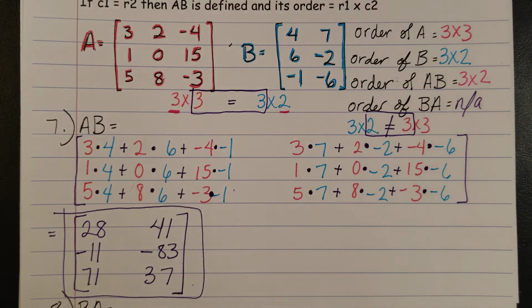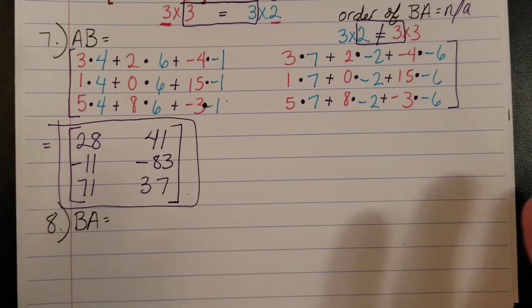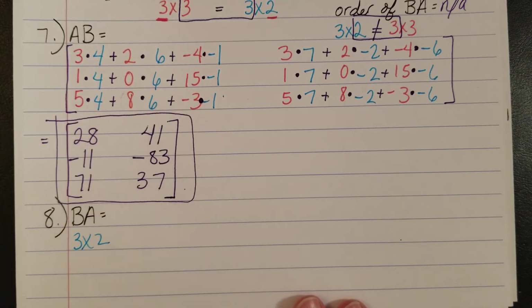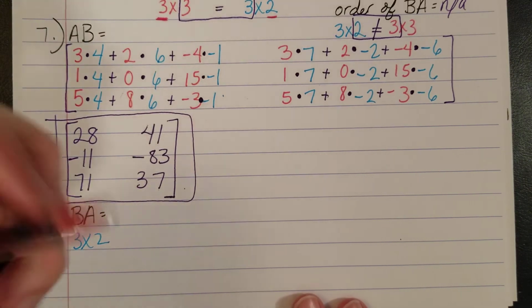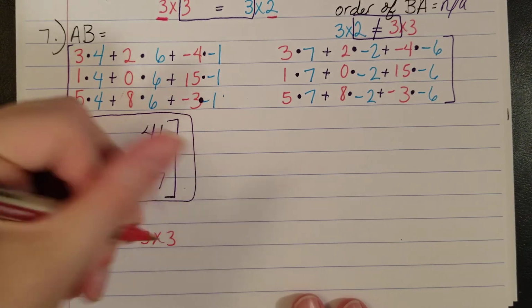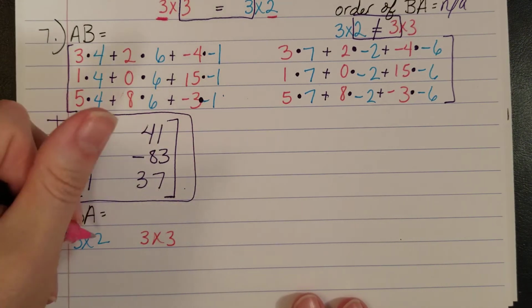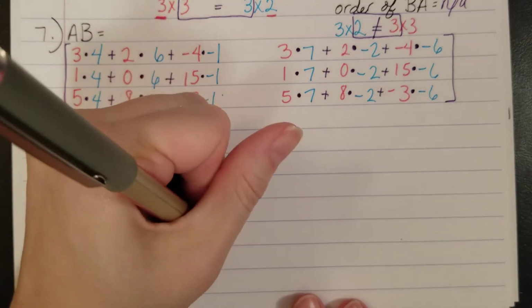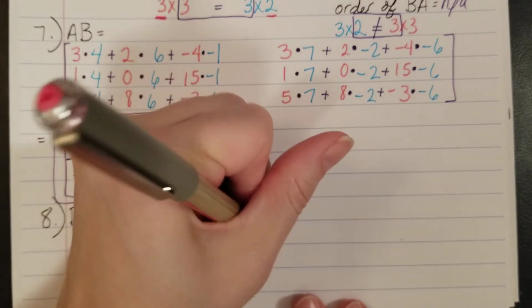All right, and then B times A, so we already went over that. B times A is not possible because B is a 3 by 2 and A is a 3 by 3, and these two numbers in the middle are not equal, so therefore it's not possible.